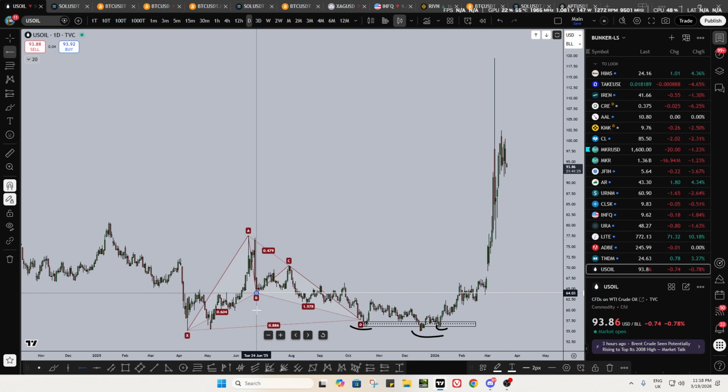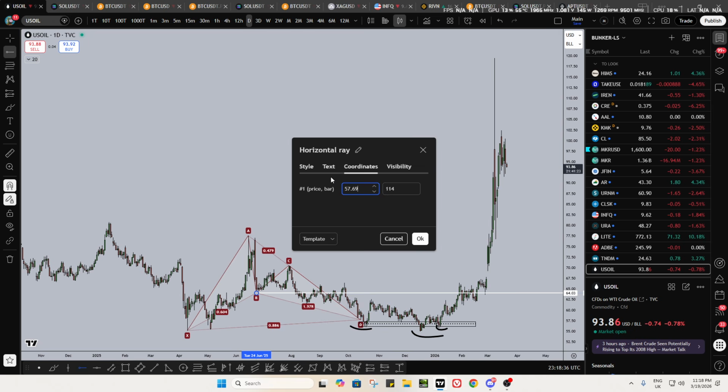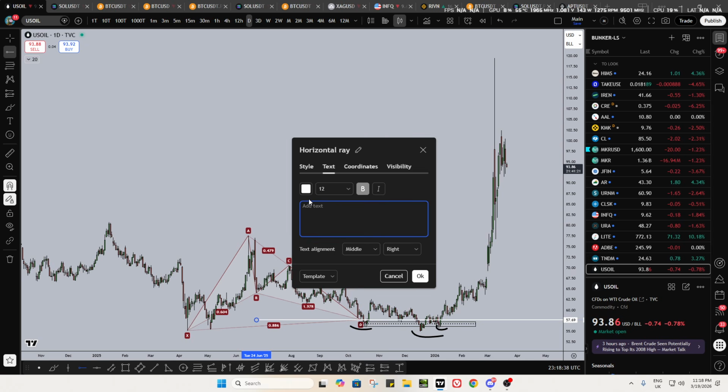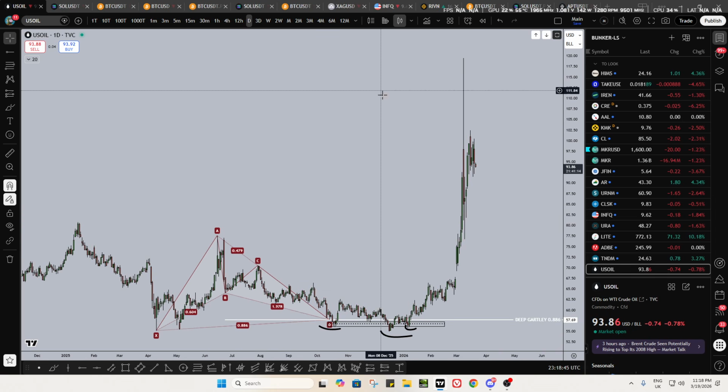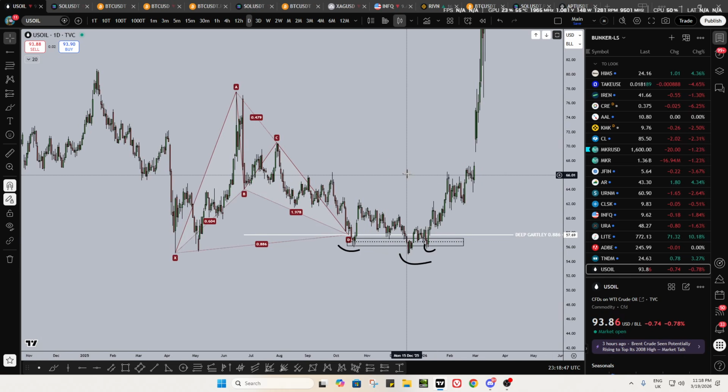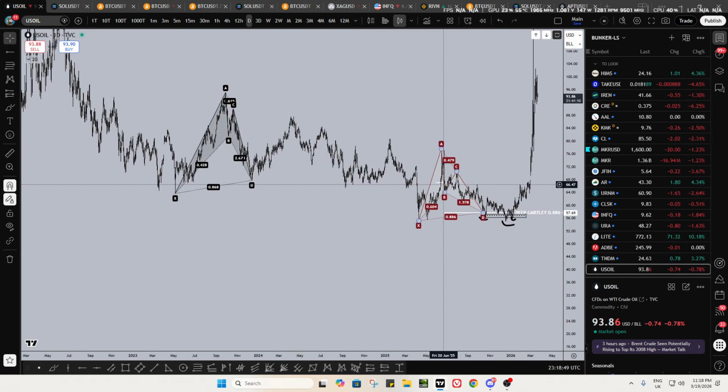Let's do this. That is a Deep Gartley 0.886. There. So you look at the price action correlation once you hit that wave structure. I mean, you can look at it here, you can look at it here. It's going to be the same thing, right?